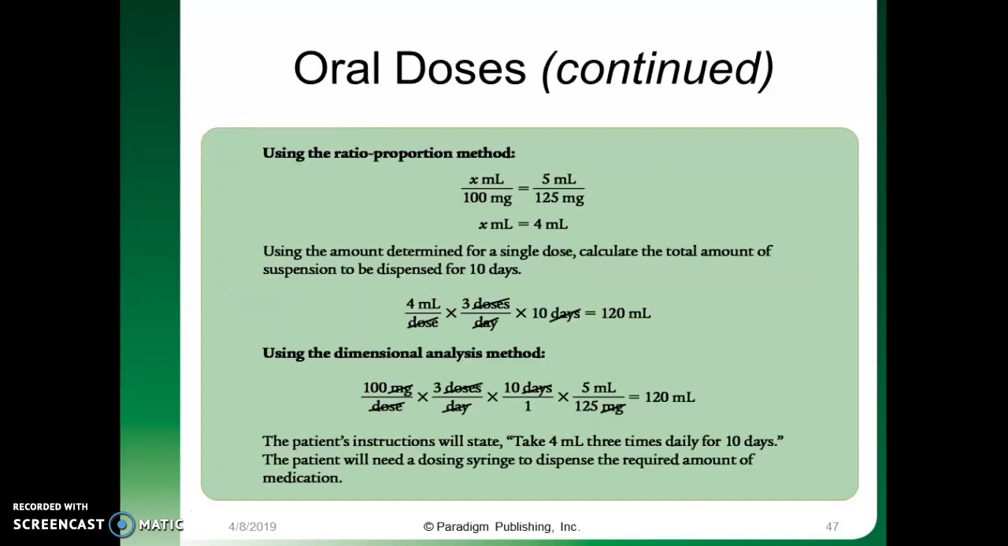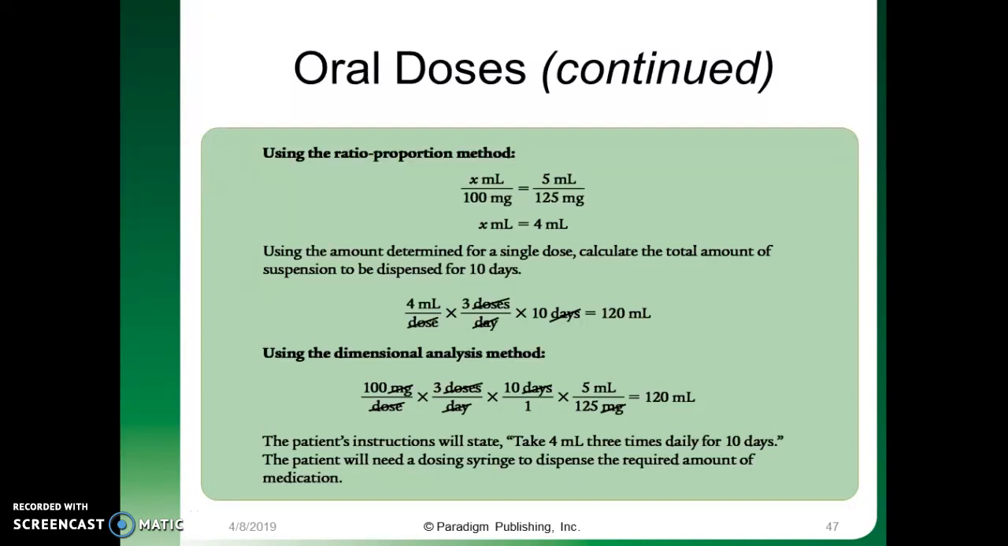So first of all, ratios and proportions. So milliliters in the numerators and milligrams in the denominators. So X mLs over 100 milligrams is equal to 5 mLs over 125 milligrams. Cross multiply, and X is equal to 4 milliliters.